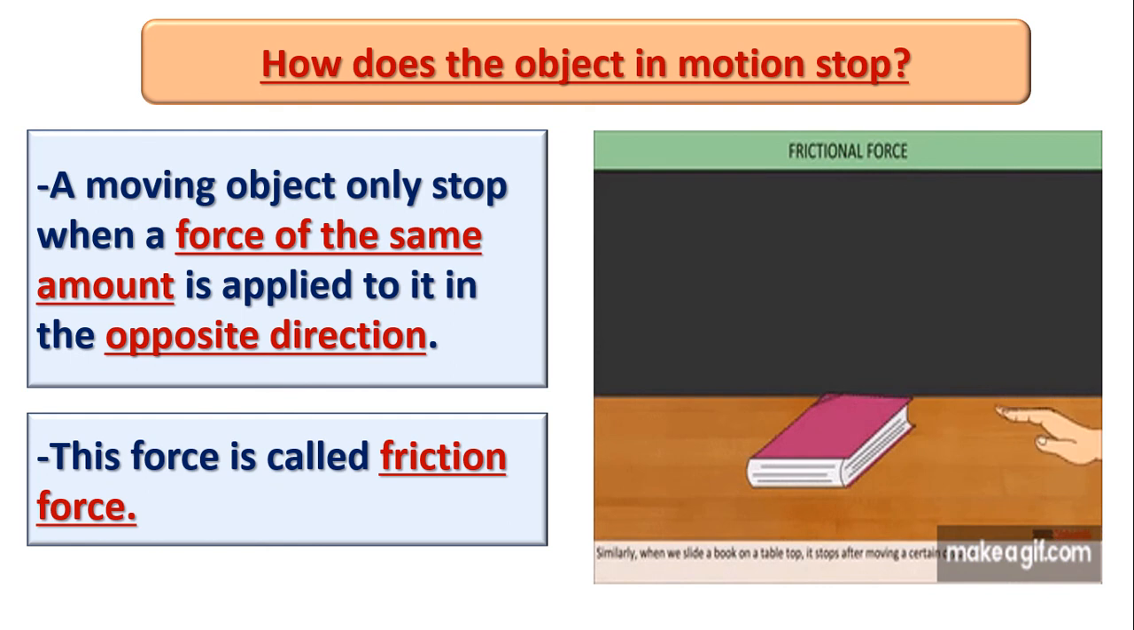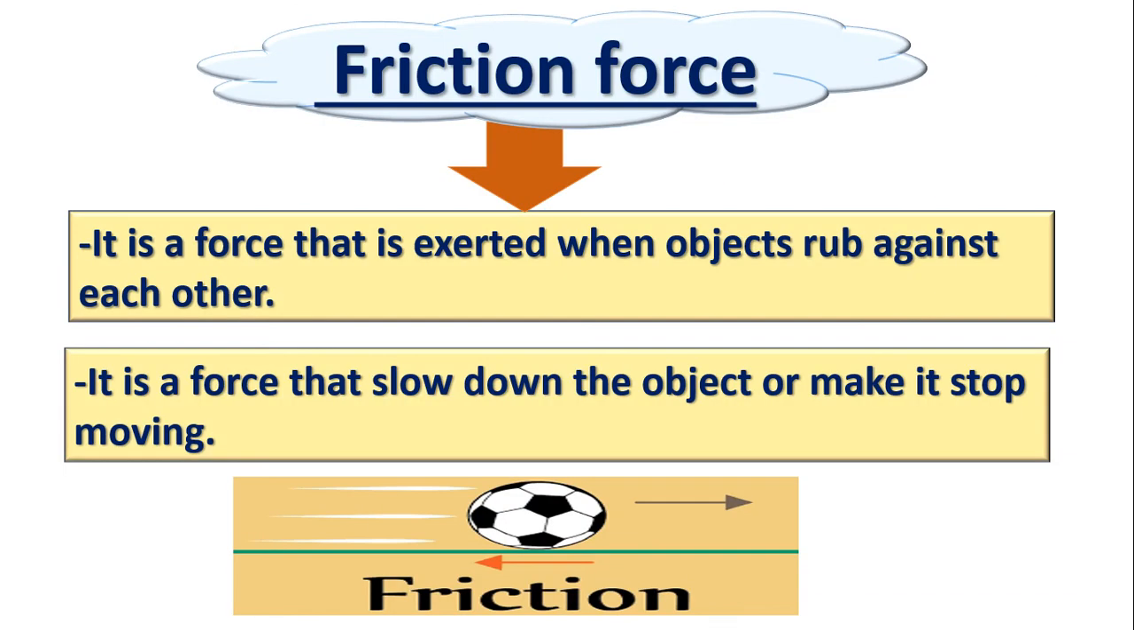So to stop something moving, you should make the same amount of force, or an equal amount of force, in the opposite direction. And this is called friction force. This is called what? Friction force. Repeat after me. Friction force. So the friction force makes things slow down or stop moving.